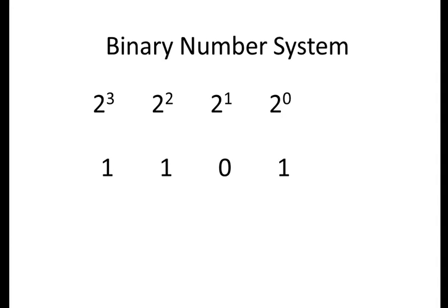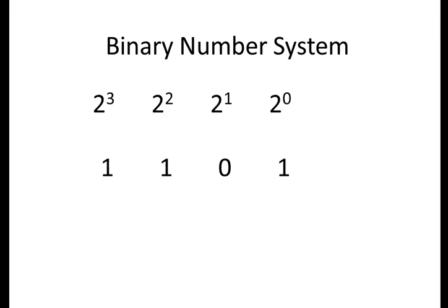So here's a binary number. Notice that binary numbers can only use the digits 0 and 1, because if the base is 2, we can only use digits up to 1 less than the base. So we can only use the digits 0 and 1.